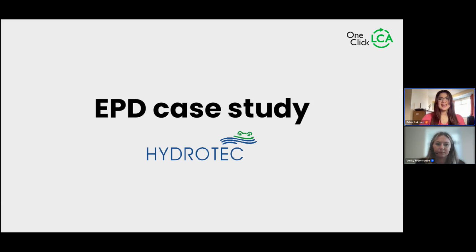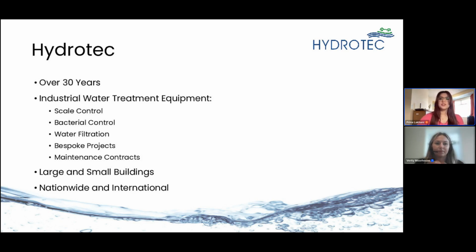Thank you, Verity. Just as a small introduction, Hydrotec is a German industrial water treatment company that has been operating in the UK for over 30 years now. We provide equipment for scale control, bacterial control, and water filtration, and also work on bespoke projects and offer maintenance contracts, regardless of how large the property is. We have equipment all over the UK and also sell internationally, both for large companies, large buildings, and smaller buildings and individual homes.